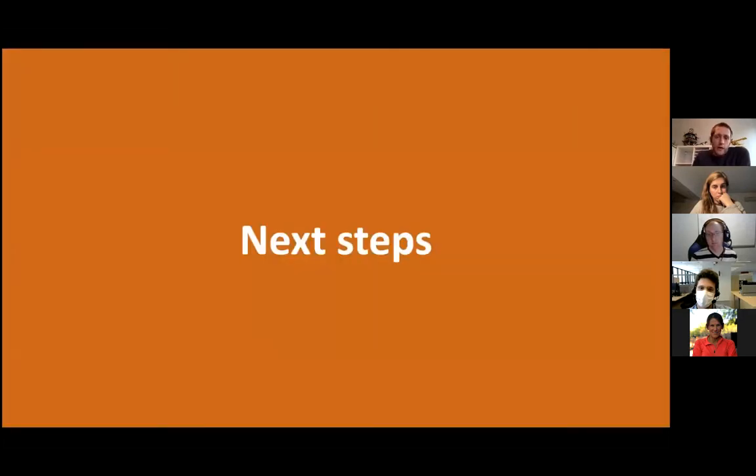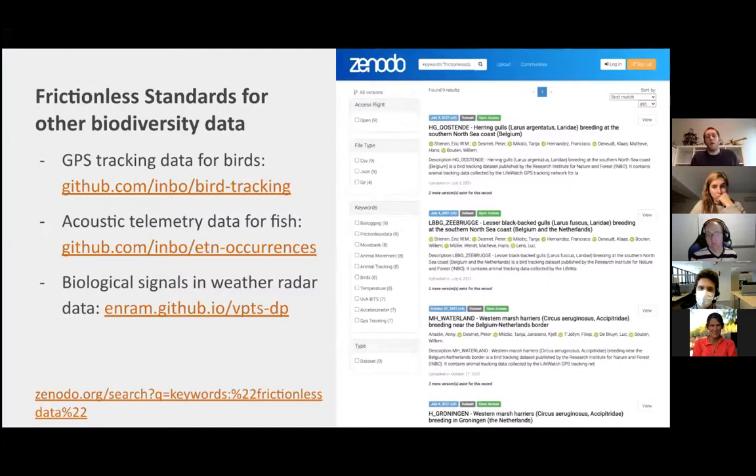The next steps for Camtrap DP are, well, Frictionless Standards. I'm using it more and more for biodiversity data. Our team is also working on GPS tracking data for birds, and I've recently published a number of data sets that are now all expressed as data packages.